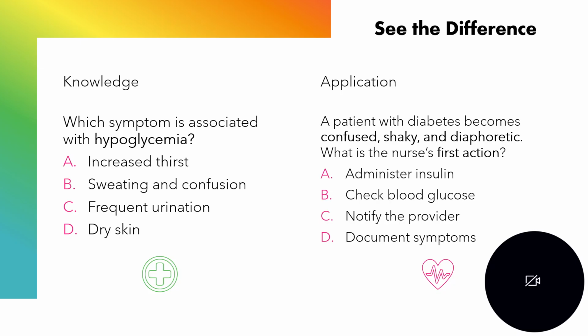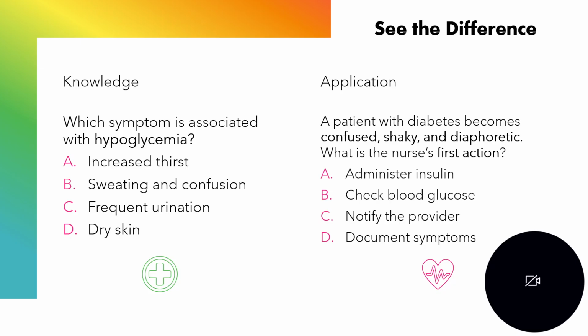But let's go further. Let's look at the application question. This is going to be the type of questions you get moving forward in nursing school. A patient with diabetes becomes confused, shaky, and diaphoretic. What is the nurse's first action? So we first want to think about, what are all of those symptoms that the patient is experiencing? What is that telling us? Well, those symptoms tell you that the patient might be experiencing hypoglycemia.